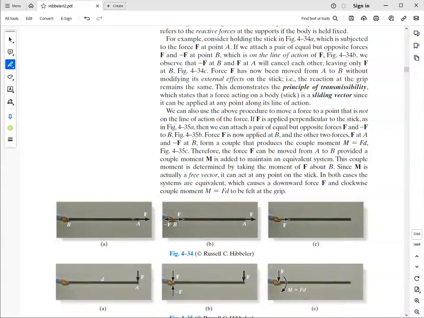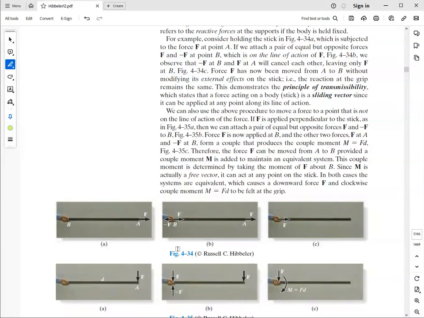So here's a stick. Let's assume it's on a table. Gravity is perpendicular to the screen or to the printed page. So a force acting at the end of the stick is sensed by the hand at B the same, whether it's at the end, somewhere in the middle, or close to the hand. All right, so a force is a sliding vector. It has the same effect if it's shown anywhere along the line of action of the force.